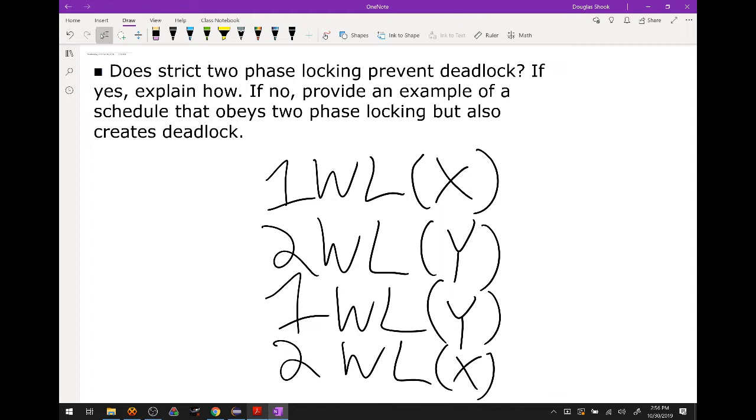from occurring. Wait, so it's the difference between described and deadlock not happening at all? Well, conservative two-phase locking, the whole reason that it exists is to avoid deadlock. That's the reason why conservative two-phase locking exists. There's a penalty, though. There's a price.